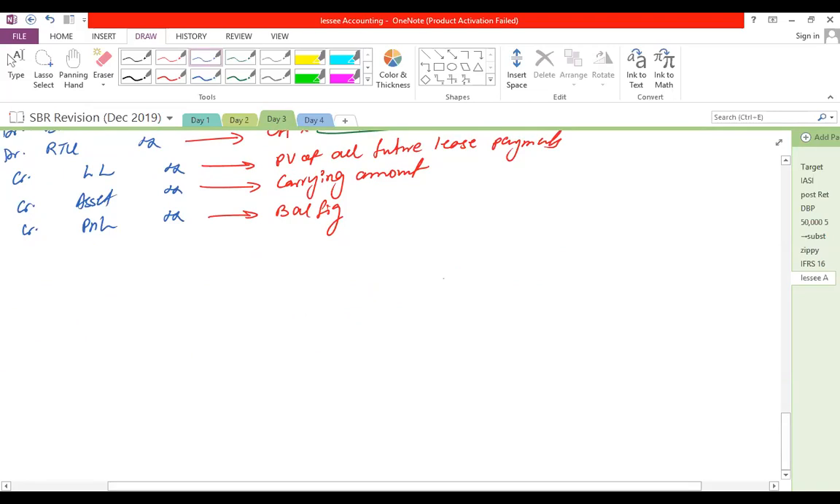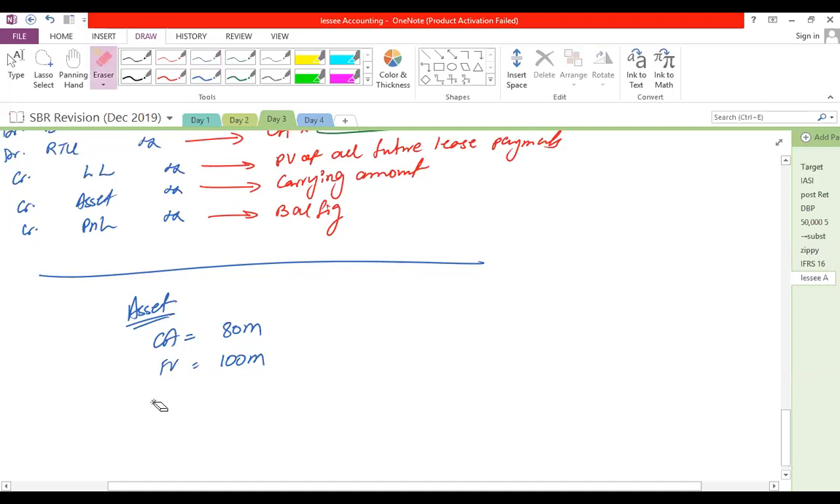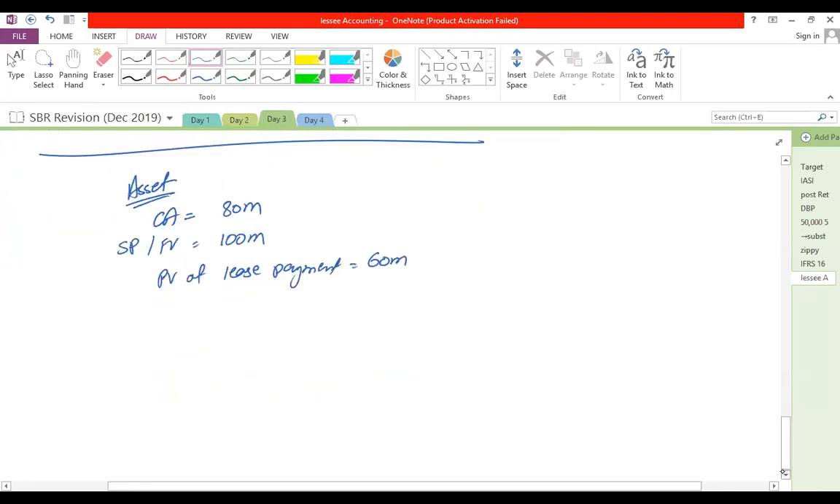Let's suppose we had an asset of, let's say, $80 million, which had a fair value of $100 million. And the present value of the lease payments that we will be paying is, let's suppose, $60 million. And we have sold the asset at the fair value. So we can see that the sale proceeds and the fair value are the same. Now we need to prepare the entry for the sale and lease back.